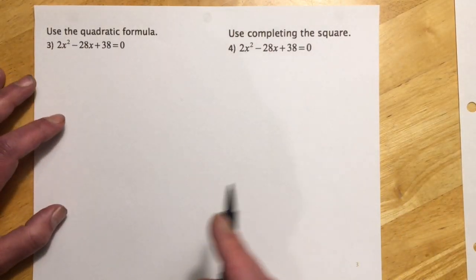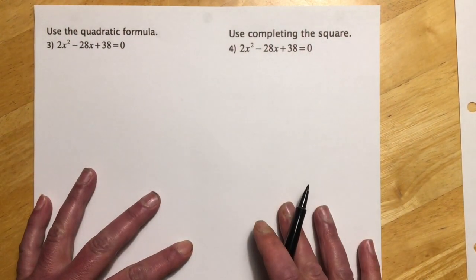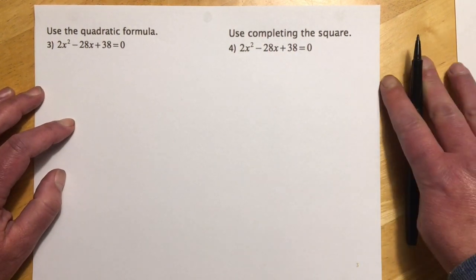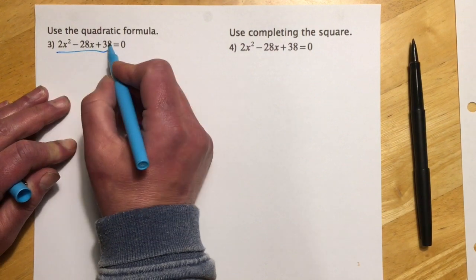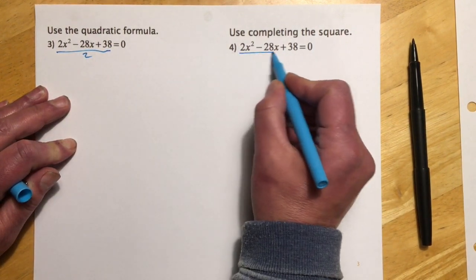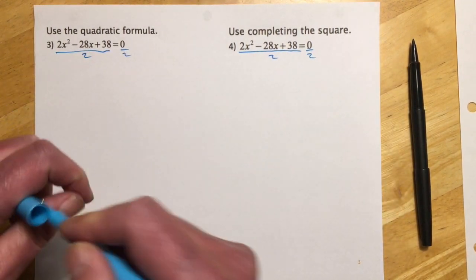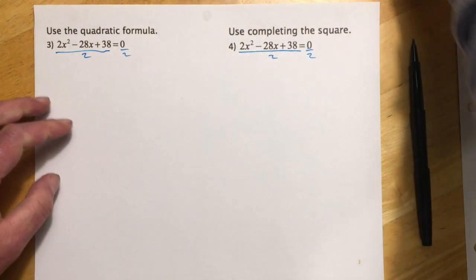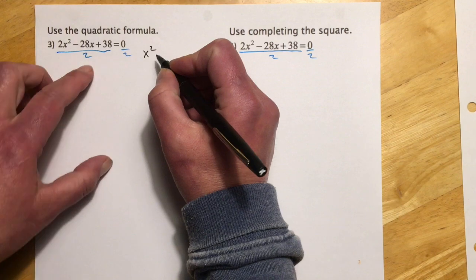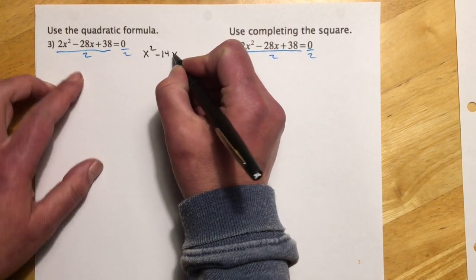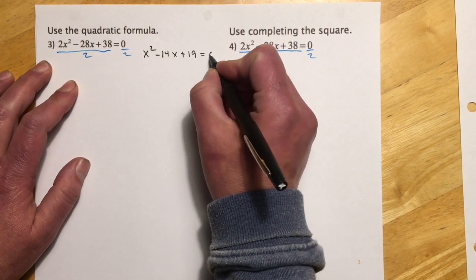So for these next two examples, I'm going to do the same problem, but I'm going to do it once using the quadratic formula and once completing the square. So the first step is the same either way. In both these cases, 2, 28, and 38 are all divisible by 2, so I'm definitely going to knock a 2 out of both of them. And so now 2 into 2 would make an x squared, 2 into 28 would be minus 14x, and 2 into 38 is 19, equals 0.